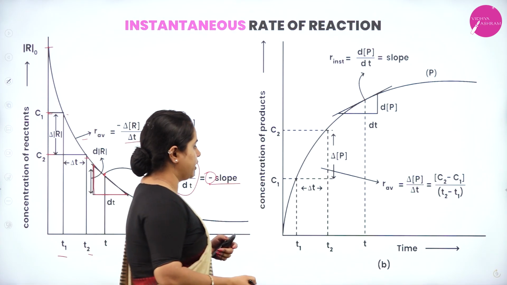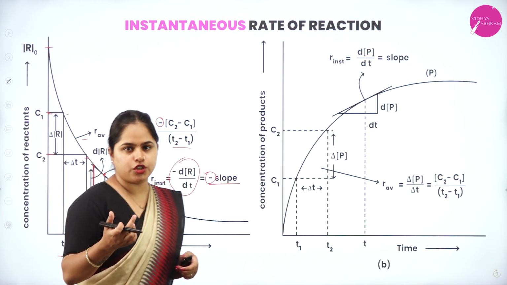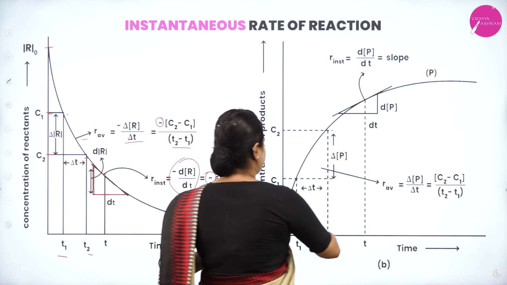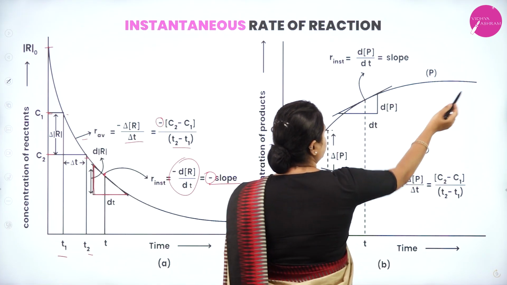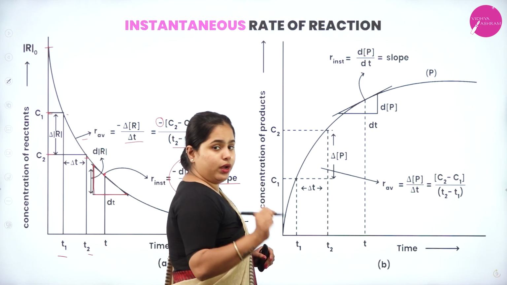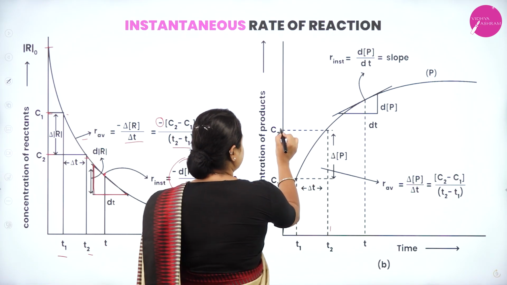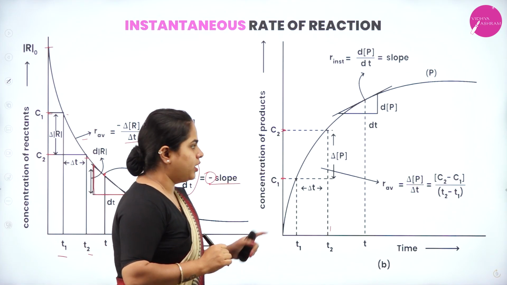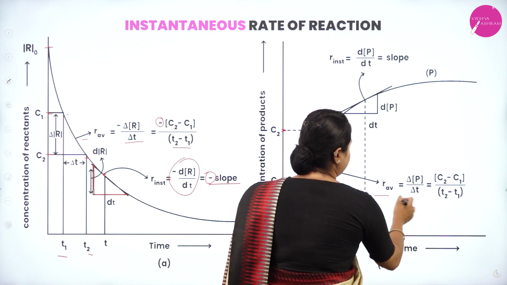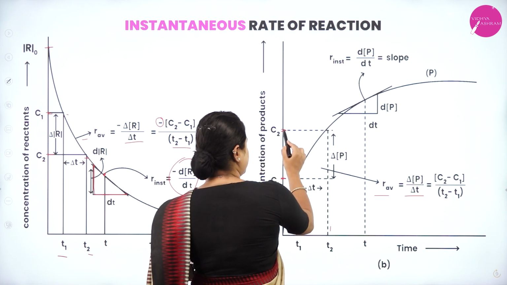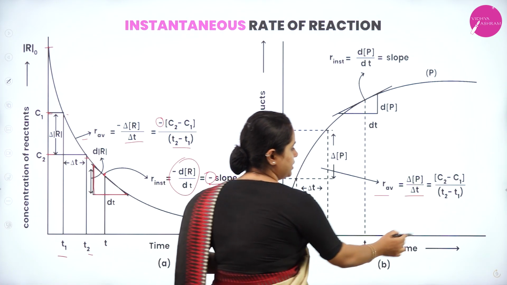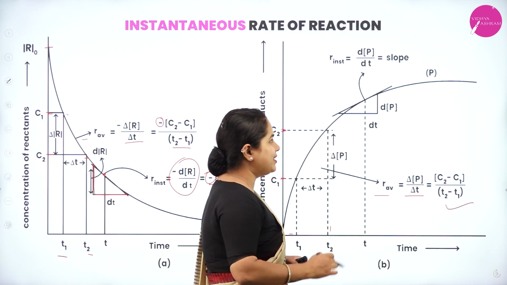Now, coming on to product. Initially, the concentration of product will be 0 and as the reaction proceeds, the concentration of products is going to increase. Now, again at T1, the concentration of the product is C1. At T2, the concentration of the product is C2. Now, average rate, how do you write it? It is delta P by delta T, that is C2 minus C1 divided by T2 minus T1. No negative sign required.